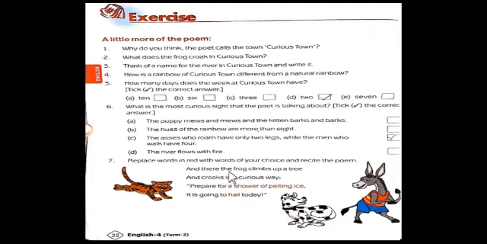And there the fish climbs up a tree and chirps in a curious way. Prepare for a quake in the nearby tree. It is going to tremor again. Okay, tremor today or tremor again. So this is all about today's exercise of the poem The Curious Town. Okay, so dear students, I hope you have understood very well. And after posting this video, I will send the key answers of this exercise.